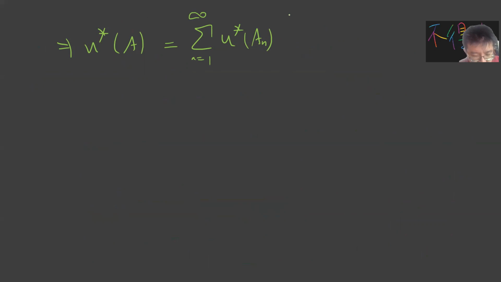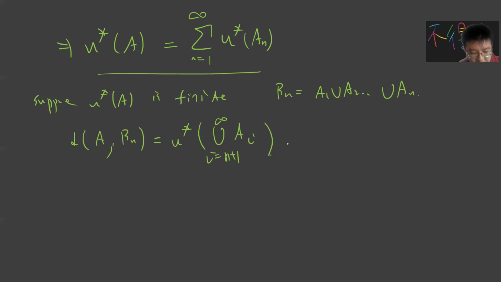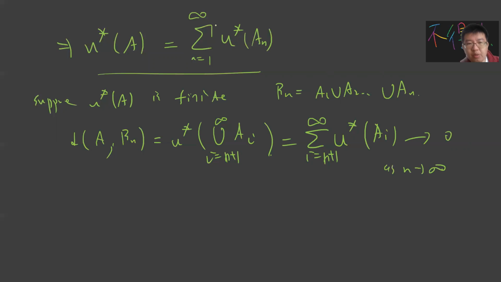So let's see. Now let's say mu star A is finite. So suppose mu star A is finite, and you define Bn to be A1 union A2 up to An. Basically mu star AI, I from n to infinity, is a summation of mu star AI, since they are disjoint, and it approaches 0 as n goes to infinity. Suppose this converges, so the partial sum goes to 0. This tells you that Bn converges to A, in my notation.